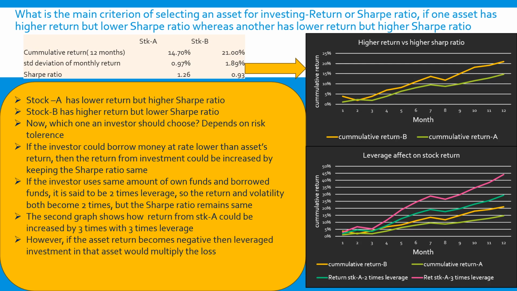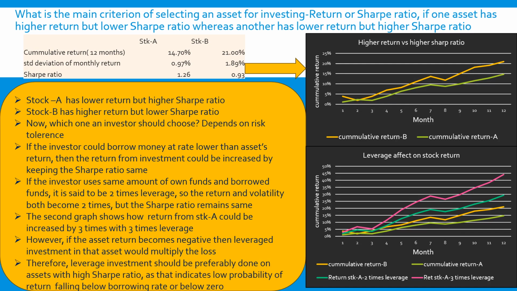However, if the asset return becomes negative, then the leveraged investment in that asset could multiply the loss. Therefore, leveraged investment should preferably be done on assets with a higher Sharpe ratio, so that it indicates a low probability of return falling below the borrowing rate or below 0.